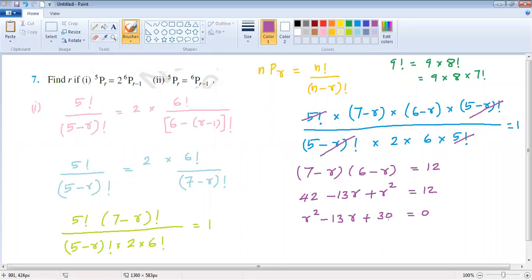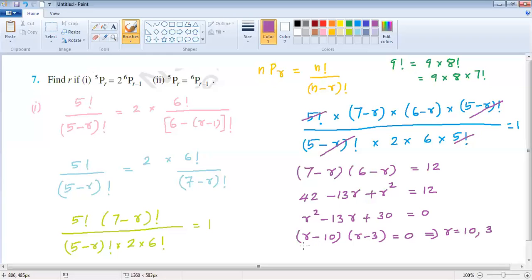Now it's a quadratic equation. You have to use quadratic formula, or you can use factorization. So this can be written as r minus 10 into r minus 3 is equal to 0. So from there you will get r minus 10 is equal to 0. That means r is equal to 10 or r is equal to 3.